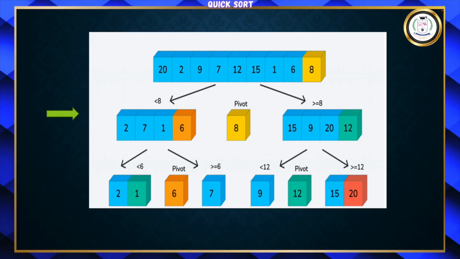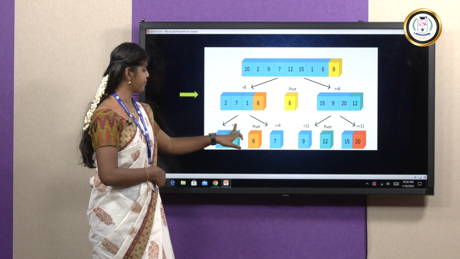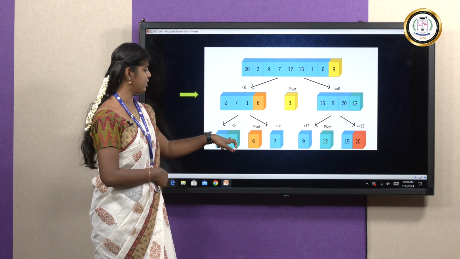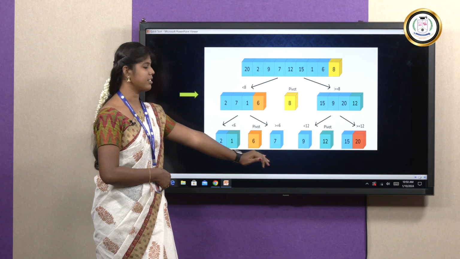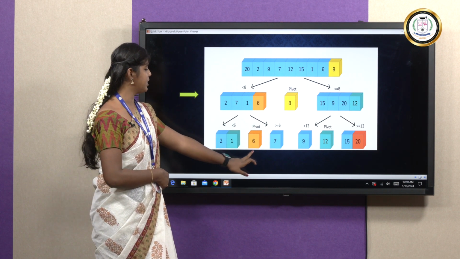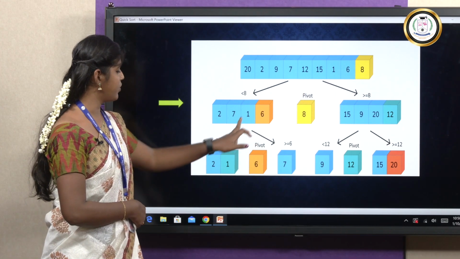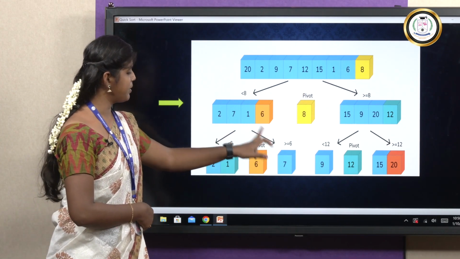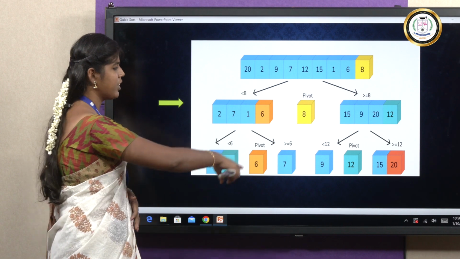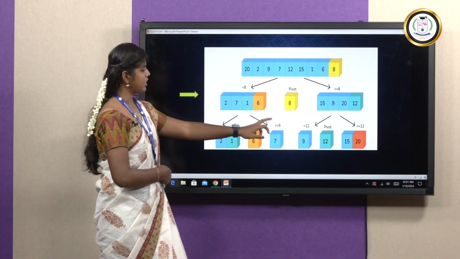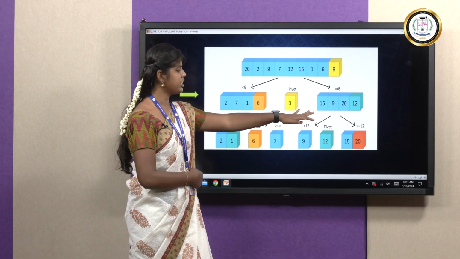merge all this. First one, see, 2, 7, 1, 6 will be there. In that, again choose my last element as a pivot element, that is 6 will be your pivot. After choosing 6 as a pivot, your 6 will be the middle. So 6's left side will be the less than, and right side will be the greater than element. So I'll be keeping 6 as a middle. Less than 6 will be 2 and 1, and greater than will be 7, your greater than value.